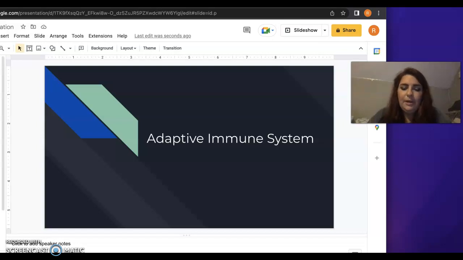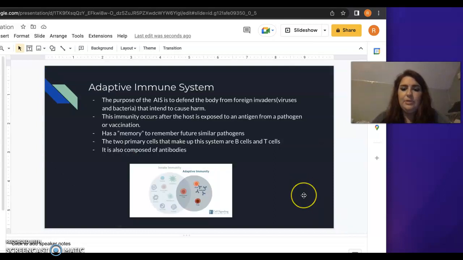Okay, today we will be learning about the adaptive immune system, and this is present in the body after your body has been exposed to either an infection or a vaccine. The purpose of the adaptive immune system is to defend the body from foreign invaders, such as viruses and bacteria, that intend to cause harm to the host. And again, this is caused after the host is exposed to an antigen from a pathogen or vaccination, and it has a memory to remember future similar pathogens.